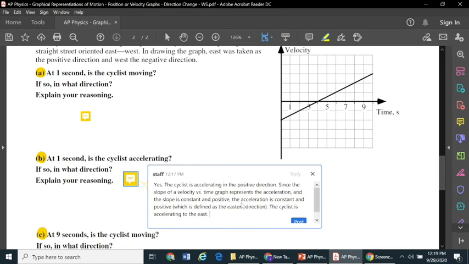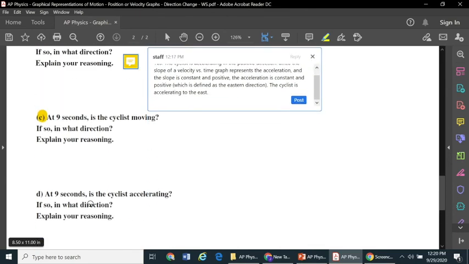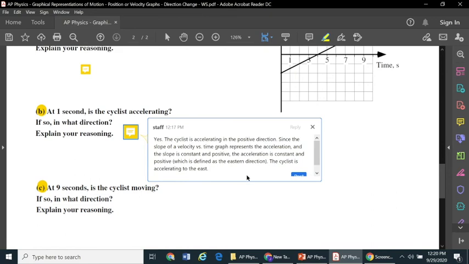And that's the idea behind that one. And I hope what everybody realizes is that because that slope is constant throughout this entire time interval, throughout the 10-second time interval shown here in the graph, the cyclist is always accelerating. And so it'd be the same answer for part D and the same answer for part F. So the cyclist is always accelerating because the slope represents acceleration, and since the slope is constant and positive, the acceleration is constant and positive. And since positive means east, they're accelerating in the positive direction. Okay.